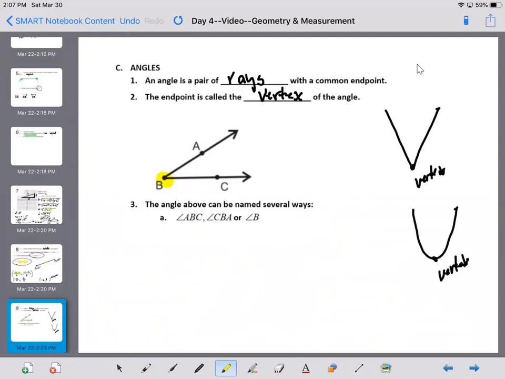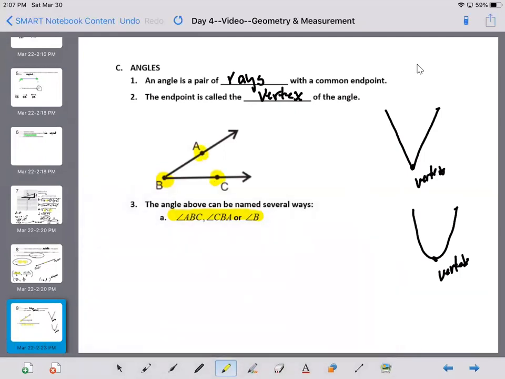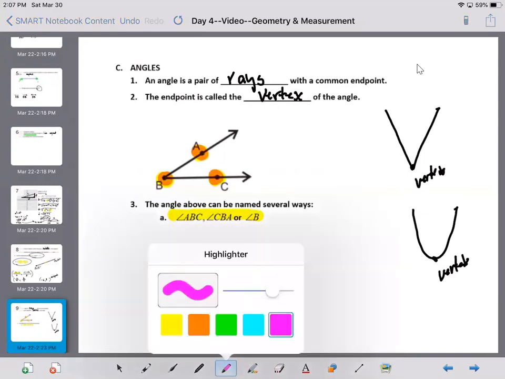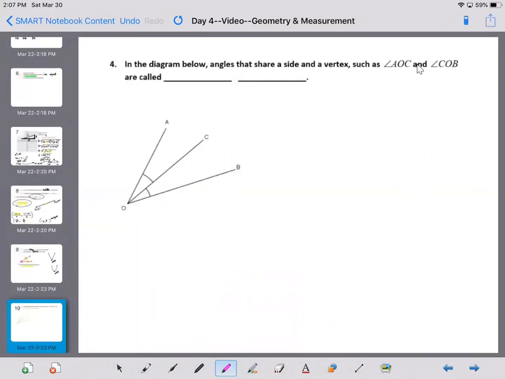So we can measure it, or we can label this in different ways. We can say angle A, B, C, or we can say angle C, B, A, or we can just call it angle B. In the diagram below, angles that share a side and a vertex, such as angle A, O, C and C, O, B, are called adjacent angles because they're next to each other.